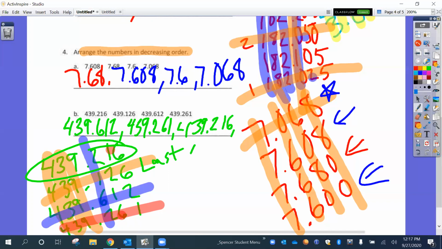And I'm just going to write this last number underneath because I ran out of room. Hopefully you didn't, because you're writing neater and with pencil.